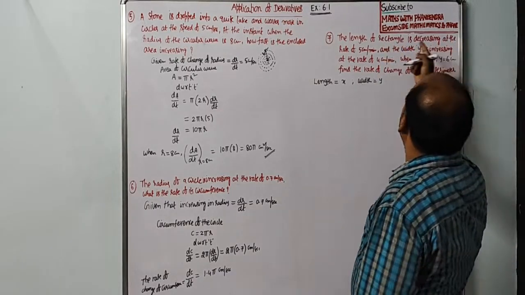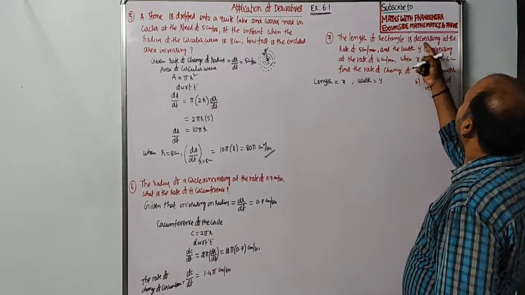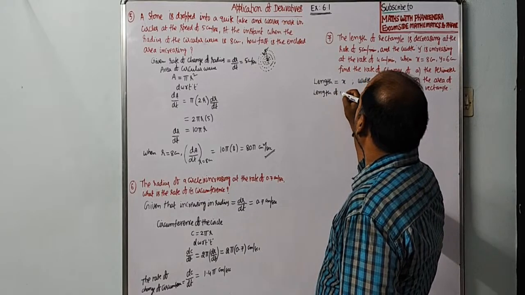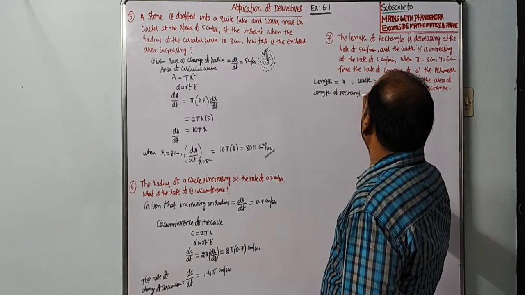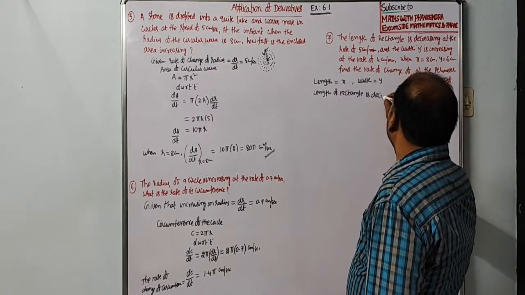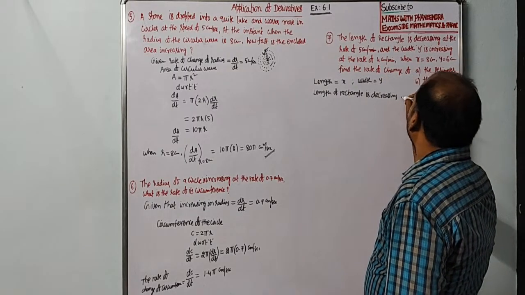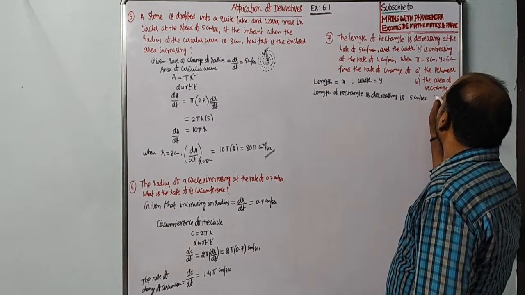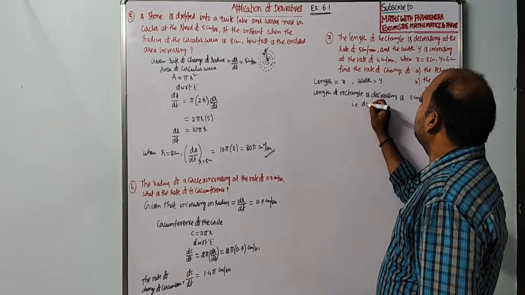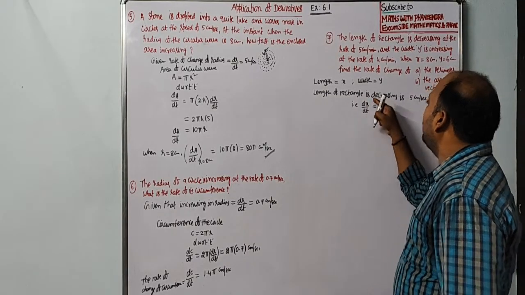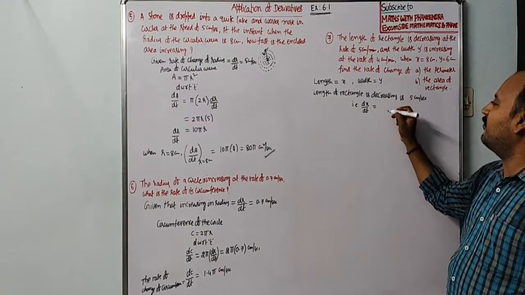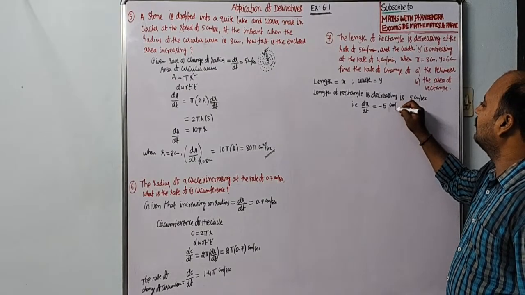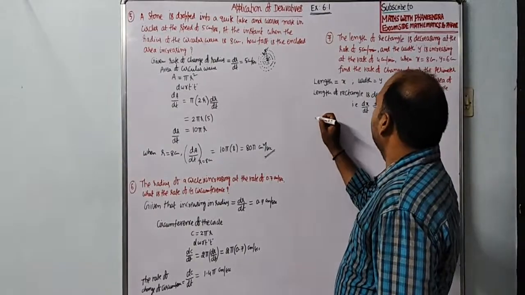The length of the rectangle is decreasing at 5 centimeter per second. That is dx by dt is equal to, whenever it is decreasing, you consider minus before it, minus 5 centimeter per second. Okay, dear students.